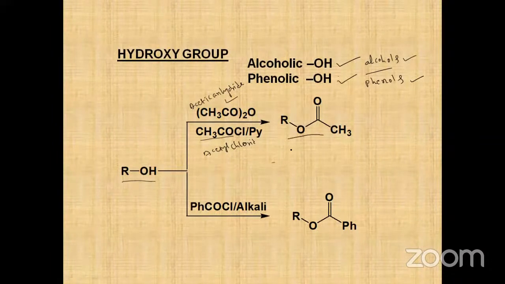Therefore, whenever you treat natural products with acetic anhydride or acetyl chloride, that leads to the formation of an ester, which indicates the presence of an OH group, that is an aliphatic OH group. Not only aliphatic OH, phenolic OH also; these are the general reactions for OH, whether alcoholic or phenolic.